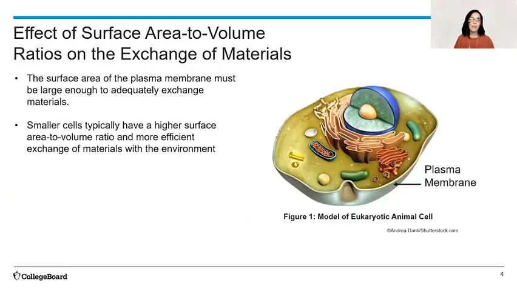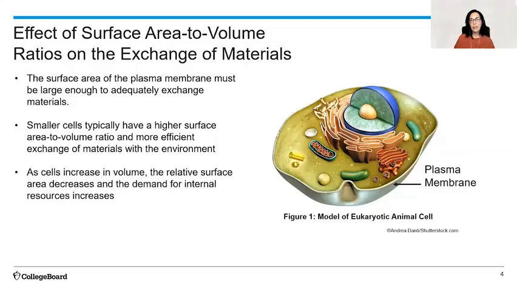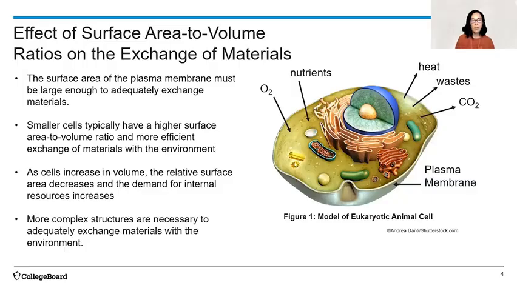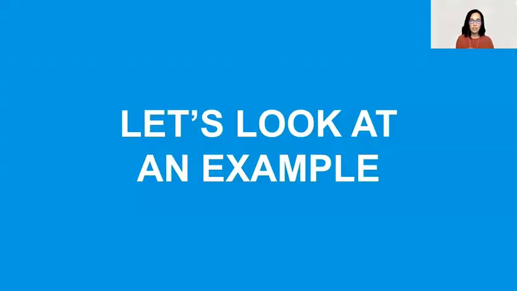So the surface area of the plasma membrane must be large enough to efficiently exchange materials. Smaller cells typically have a higher surface area to volume ratio and are better able to do this. As cells increase in volume, the relative surface area decreases, but the demand for internal resources, like taking in oxygen and nutrients, as well as dissipating heat and ridding itself of waste and carbon dioxide, increases as the cell gets larger. So more complex structures are necessary to adequately exchange materials with the environment. So let's look at an example in plants to start.